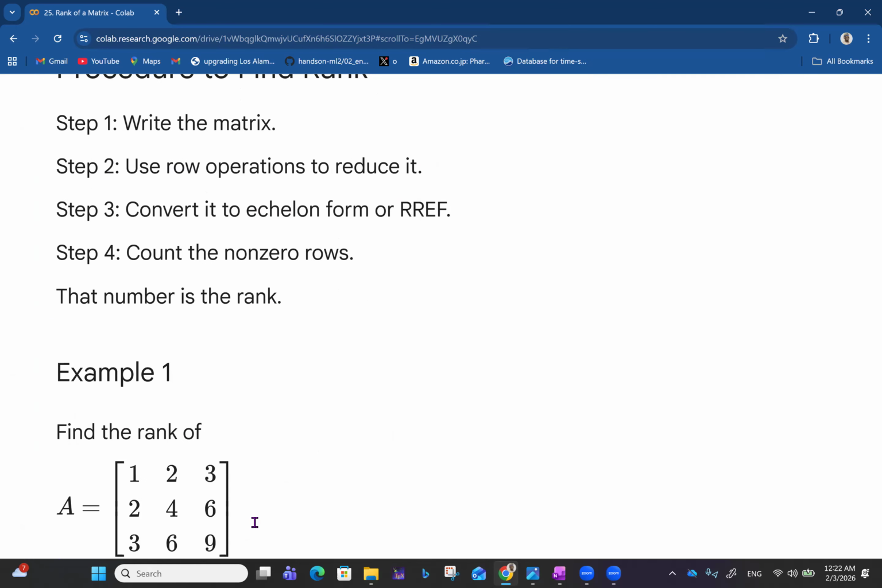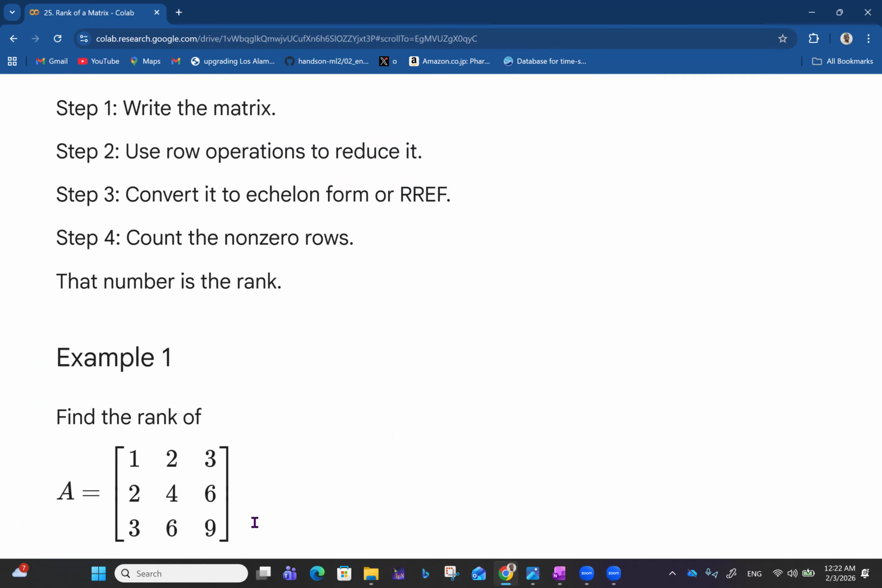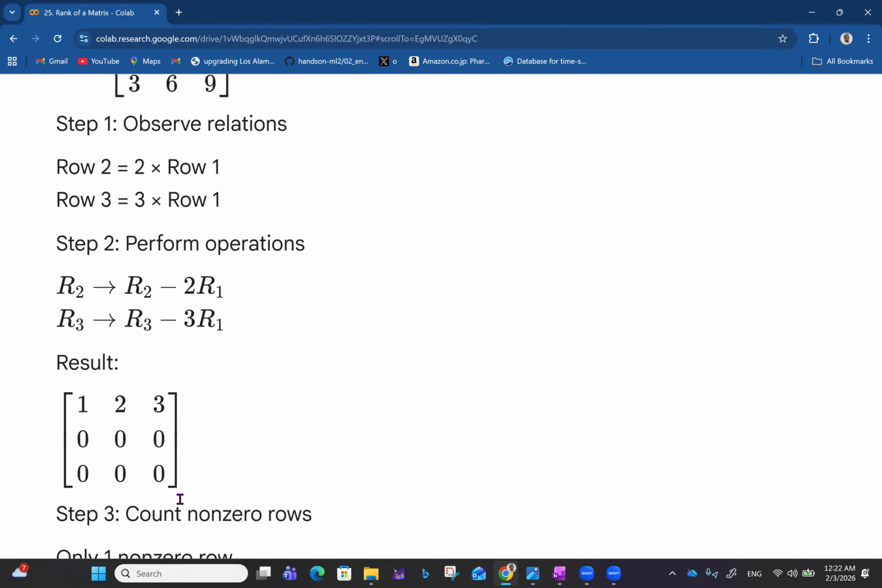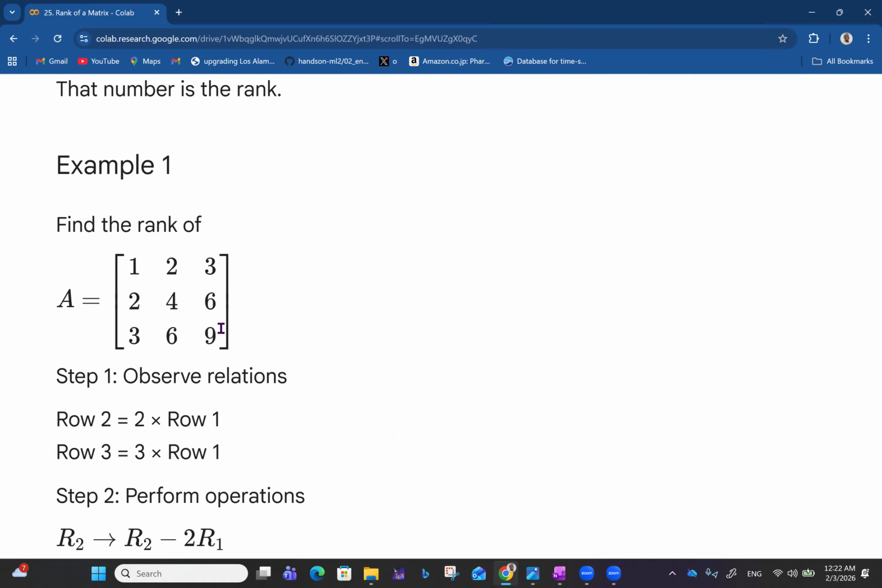That number is the rank. So let's take an example. Find the rank of [[1, 2, 3], [2, 4, 6], [3, 6, 9]]. Clearly, you're most likely going to have two zero rows here, because 2, 4, 6 is a multiple of 1, 2, 3, and 3, 6, 9 is also a multiple of 1, 2, 3.